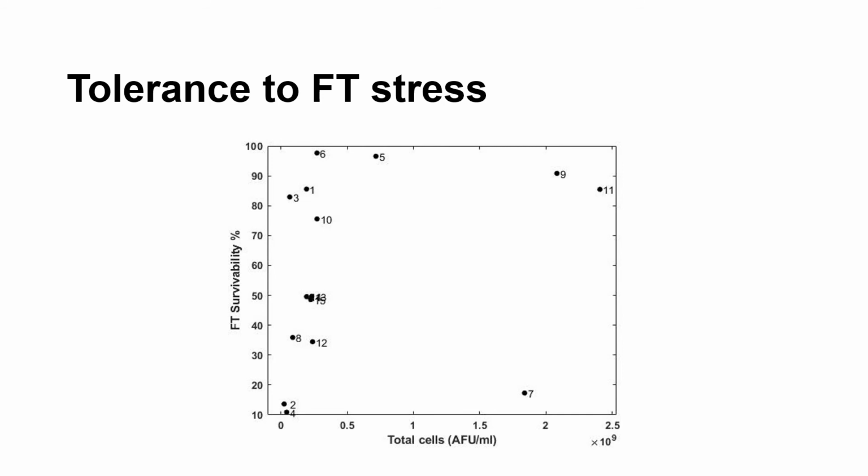This gives us 4 clusters. The one we desire our cells to be at, with good growth and tolerant to freeze-thawing. The second one, growing but then poor freeze-thawing tolerance. The third one, poor growth but tolerant to freeze-thawing. And the fourth one, poor growth and poor tolerance.